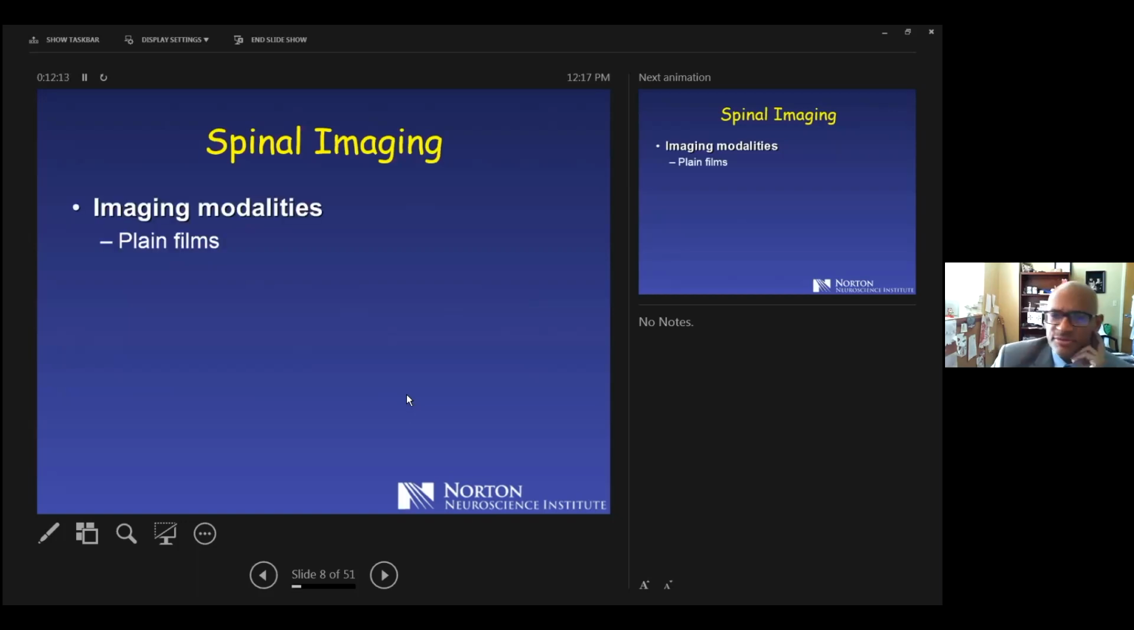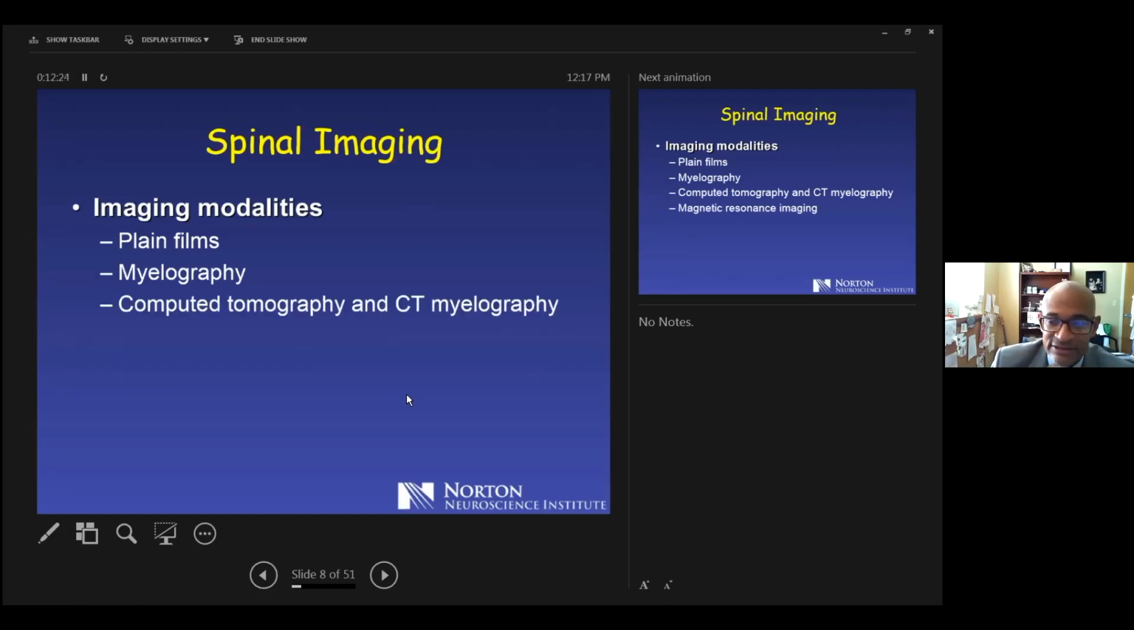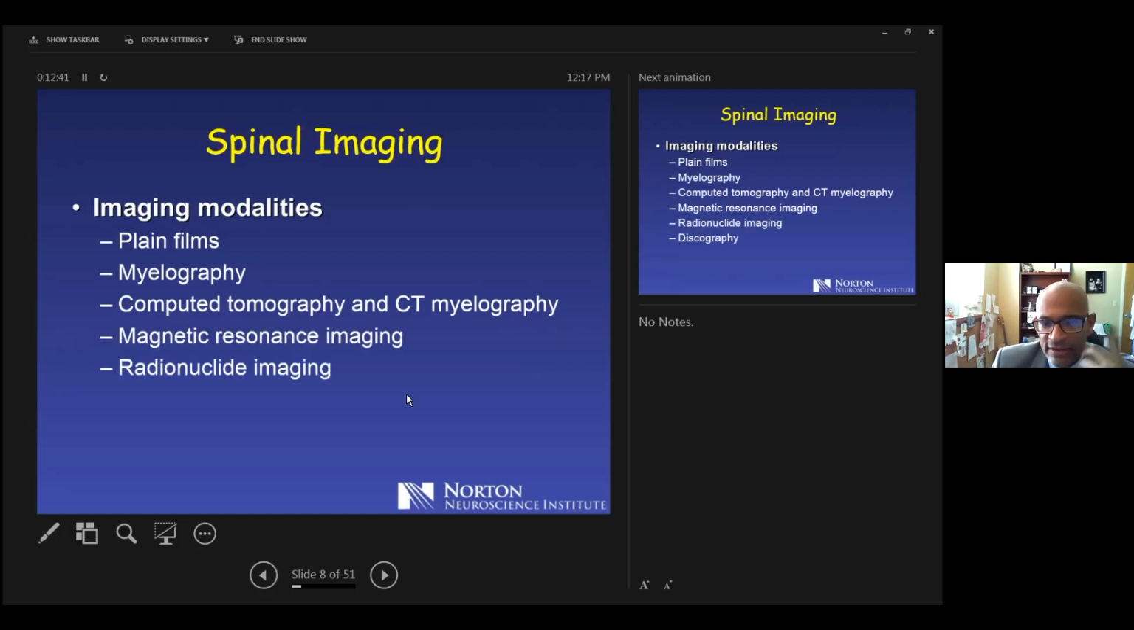So when we look at imaging modalities, we have plain films. We'll have myelography, which is injecting contrast into the spinal fluid and then getting x-rays. You can get what's called a CT scan or CT myelography. So a plain CT scan, or you can get a CT scan after you've had a myelogram, which again is injecting radiopaque contrast into the spinal fluid and then getting images. We have MRIs. We also look at radionuclide imaging.